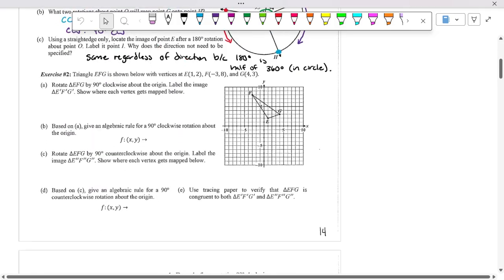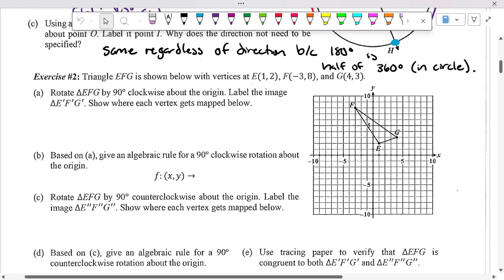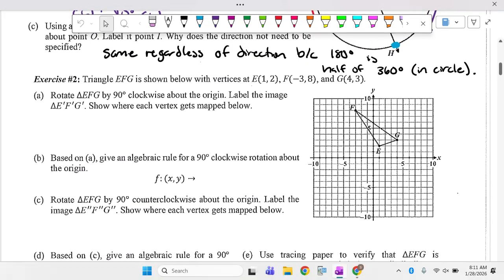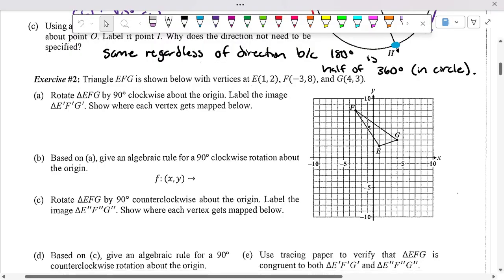So this next example is one where you might want to use your patty paper. Example A states if E, F, G are at these points, and they're already plotted for us, they want to know where E prime, F prime, and G prime will be if we rotate 90 degrees clockwise about the origin.